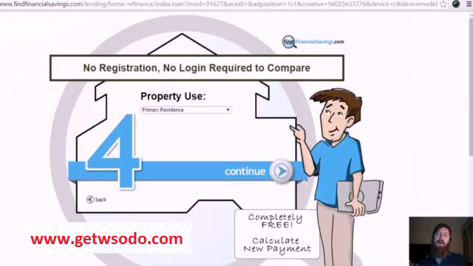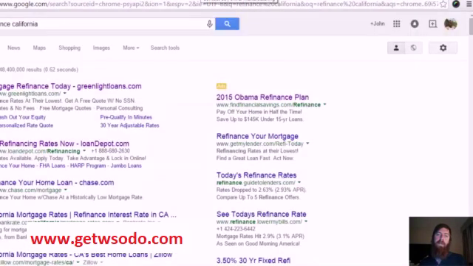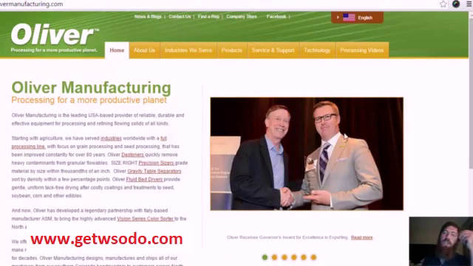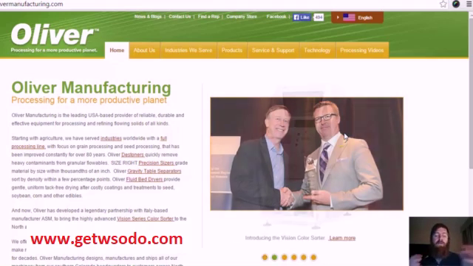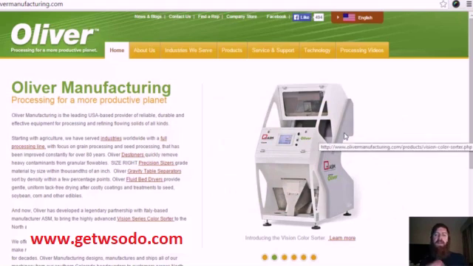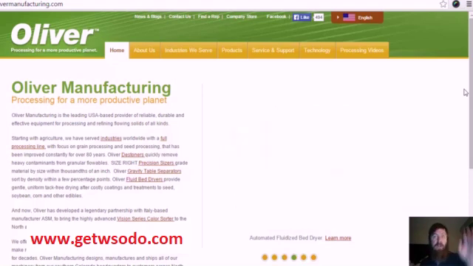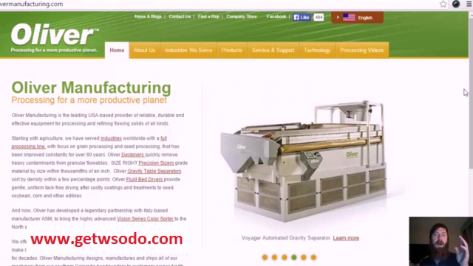And let's do that. If we want to do that for Oliver Manufacturing, you would show somehow how Oliver Manufacturing's machines are making the agricultural processing companies they work with more efficient. So what you could do for a before and after picture here is actually do a chart, an efficiency chart.